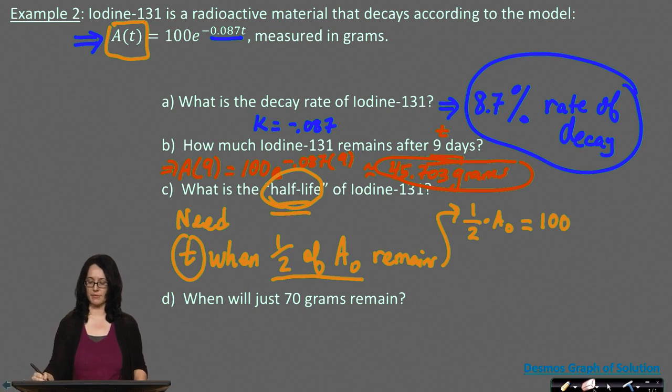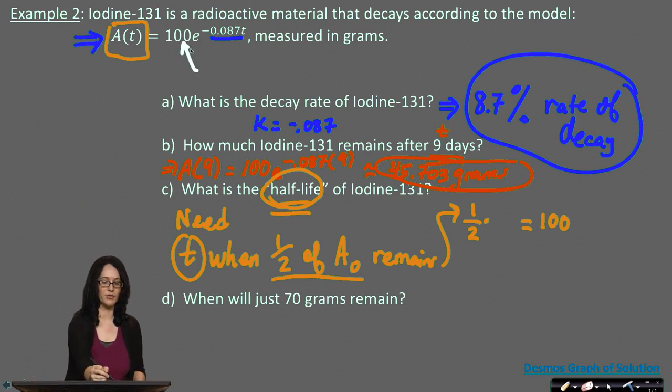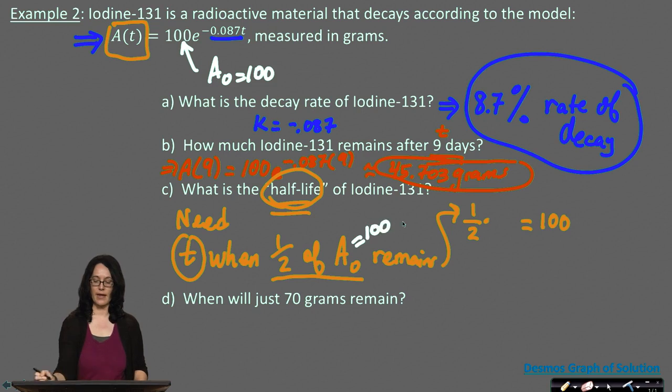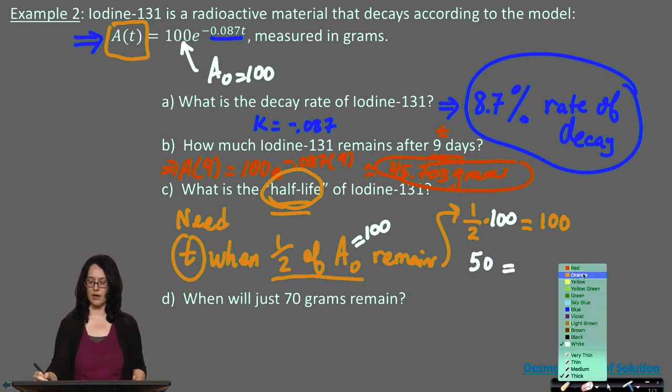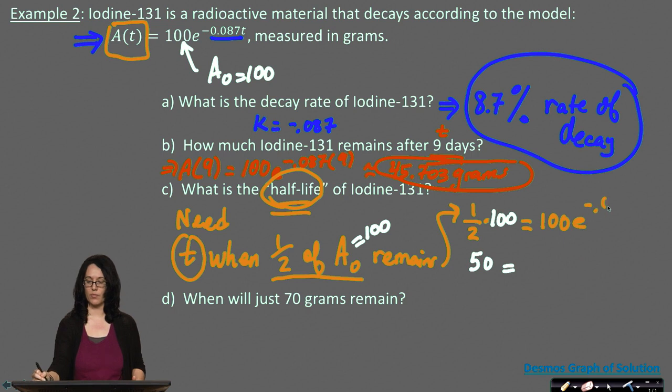So I could replace A sub 0 here if you're paying close attention. They gave you A sub 0, didn't they? That was 100. A sub 0 was 100. So you are welcome to put in that number right now if you like. Okay. If you put in the initial amount, we're really saying how long before I just have 50 grams, right? Because that is a half of 100. So this just becomes 50 in this case, equaling the other side of the model, which was 100 e to the negative 0.087 t. So I have 100 e to the negative 0.087 t equaling 50.